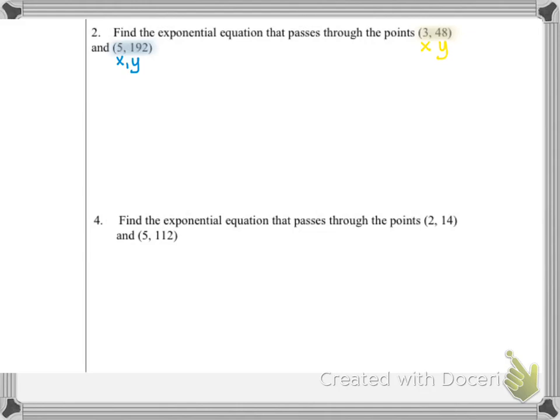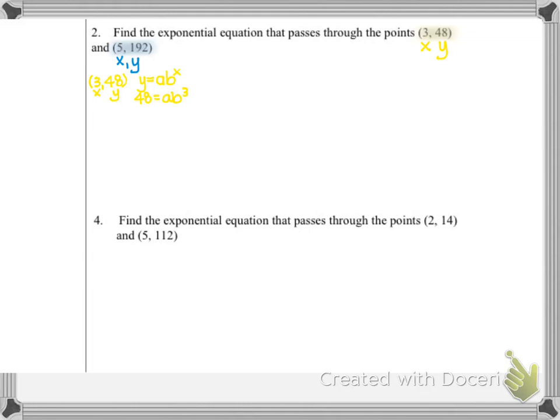I'm going to write my yellow equation to go with my yellow point. So if I have the point 3, 48, and I'll write that equation. So 3, 48, that is an x and a y. So I'm going to write the equation that goes with that. y equals, I don't know what A is, I don't know what B is, and I'm going to plug in my x and my y. So y is 48, A, B to the 3rd. Okay, not much more I can do with that right now.